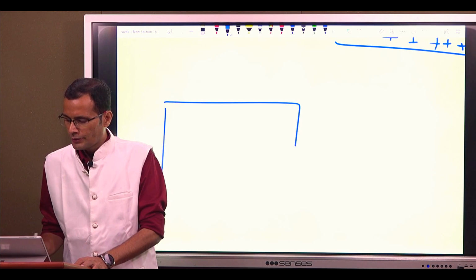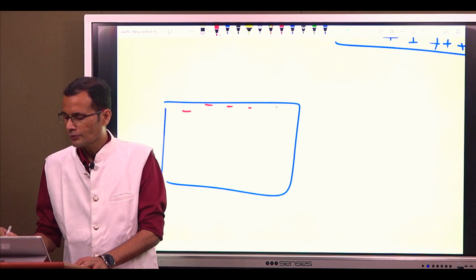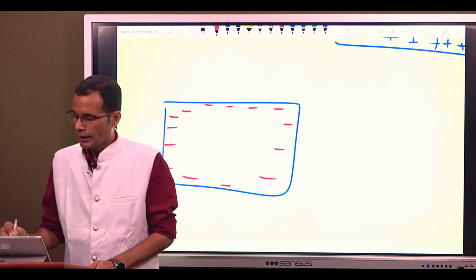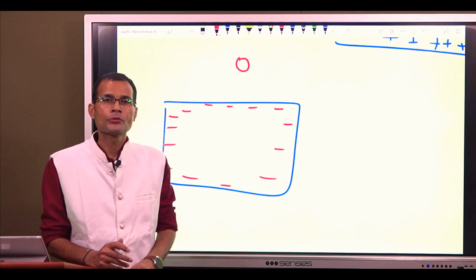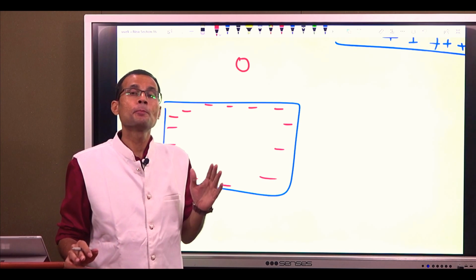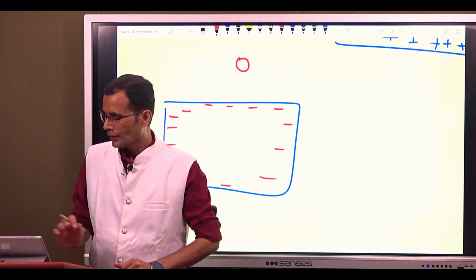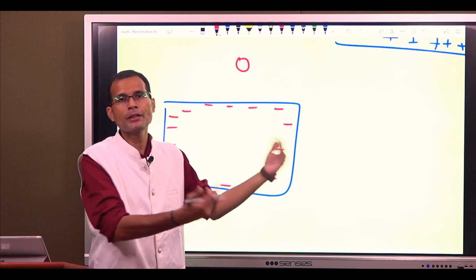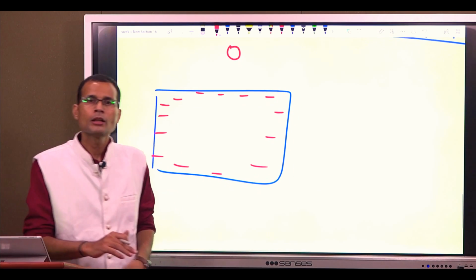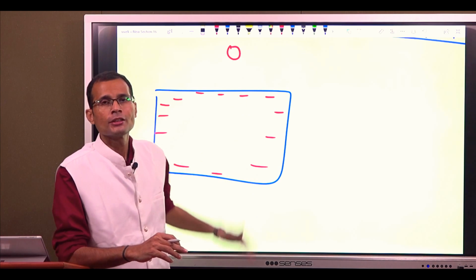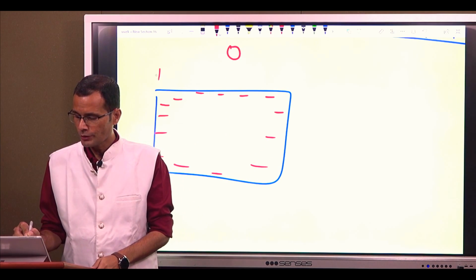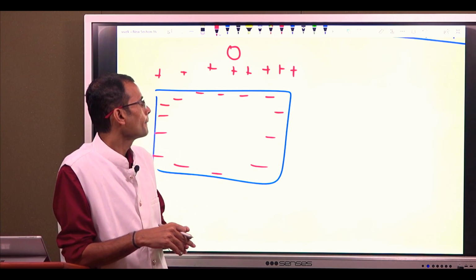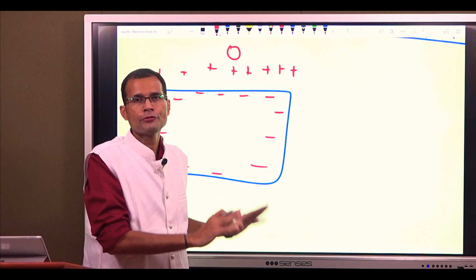Look, these excess negative charges which are lining just inside of the membrane, with respect to the exterior taken as 0, can also be called the polarized state of the cell. This is a polarized cell, or this is a polarized state of the cell. Inside is minus compared to the exterior taken as 0. Now, of course, there are positive charges in the ECF, so that should also be kept in mind. So this is a polarized state of the cell.